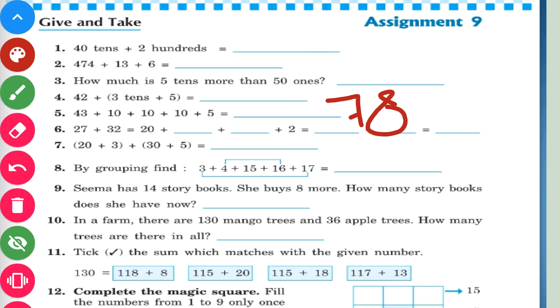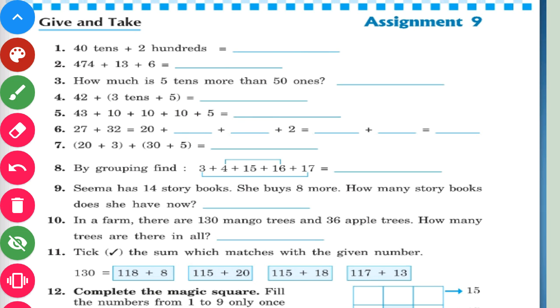Now, question number 6. Question number 6 is based on the concept of addition using expanded form. So let us do. Here 27 plus 32 equals 20 plus, what will we get if we expand 27? 20 plus 7, and 32 will be 30 plus 2.